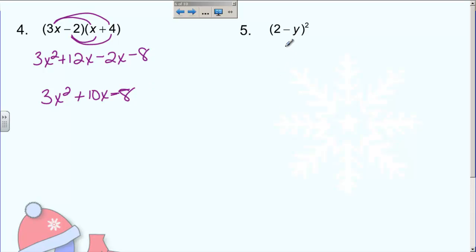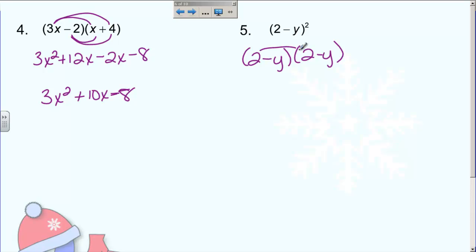Now this next one is a little bit different because it is not written like the first three were. It is not something times something. What I have is 2 minus y, all of that squared. What it means when we square a number is that we multiply something times itself. So that means I am taking this 2 minus y and multiplying it times itself. So really it means I have 2 minus y times 2 minus y. When I see this kind of problem, I'm going to rewrite it like this so I know I have to solve it like I did on the last one.